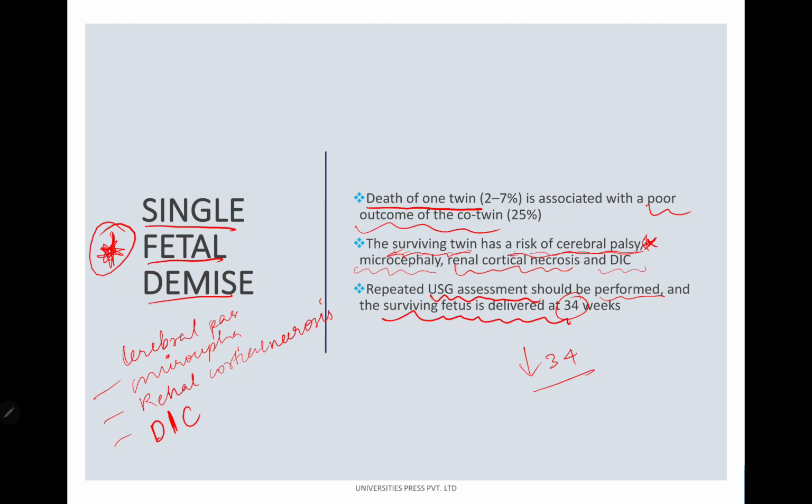So what is single fetal demise? That is, one fetus is dead. Now another fetus, the co-twin, will be surviving. This surviving twin will have 4 risks of complications: cerebral palsy, microcephaly, renal cortical necrosis and disseminated intravascular coagulation. Therefore, a repeated ultrasound assessment must be performed for this surviving twin and it should be delivered around 34 weeks.